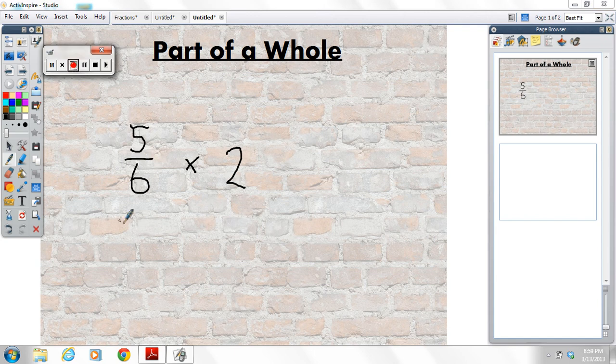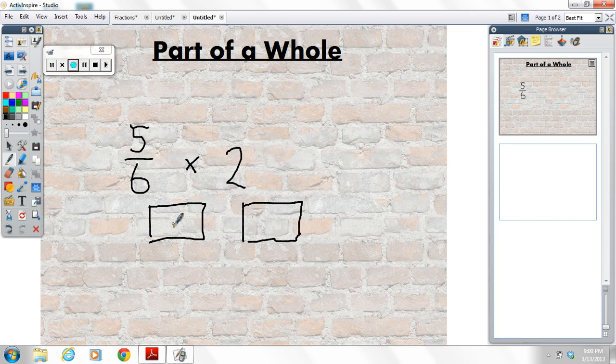Let me show you another example. Here's 5/6 of 2. Okay, what we're finding is 5/6 of 2. So what I'm going to do is represent 2 by making 2 boxes. And this denominator of 6 is going to tell me how I should divide these 2 boxes up. I need to divide these 2 boxes up so I have 6 equal boxes.